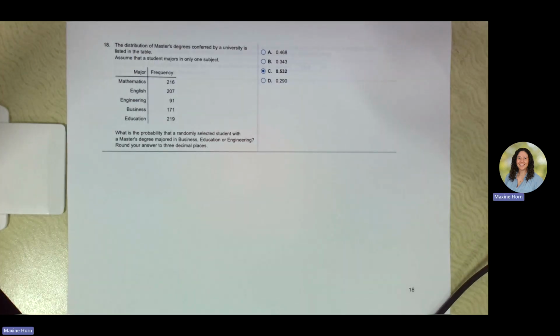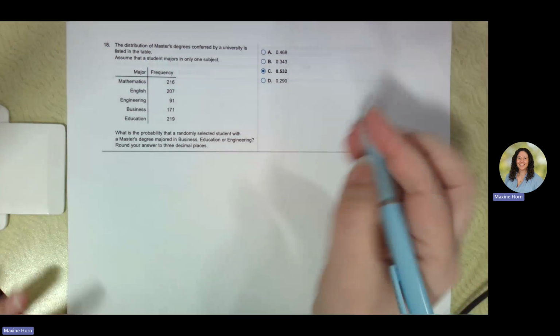Okay? All right, the distribution of master's degrees conferred by a university is listed in the table. Assume that a student majors in only one subject. What's the probability that a randomly selected student with a master's degree majored in business, education, or engineering? Round your answer to 3 decimal places.